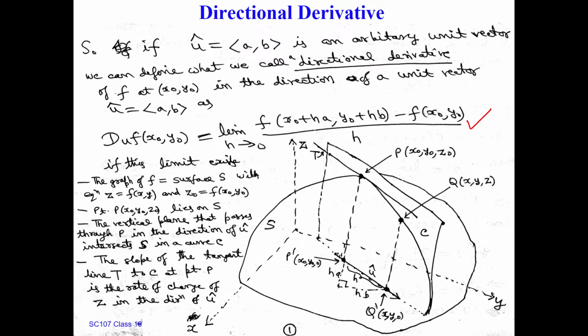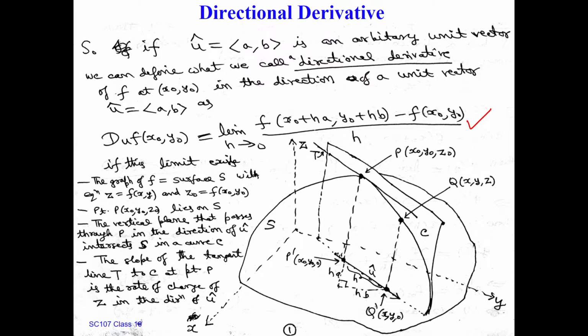On the xy plane, this is the unit vector u, and this tangent is parallel to it, so they are in the same direction. So this is the whole thing. Any question about this picture? I hope it is clear. So there is the x-axis, y-axis, the plane. When we plot the surface, it will be a surface kind of thing.